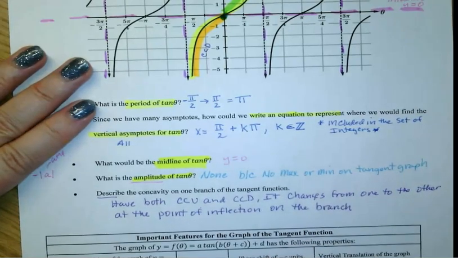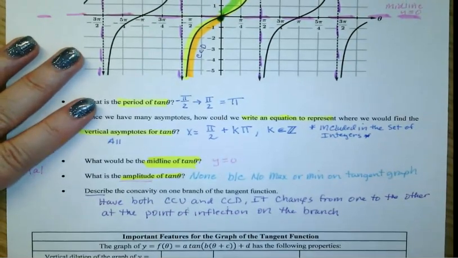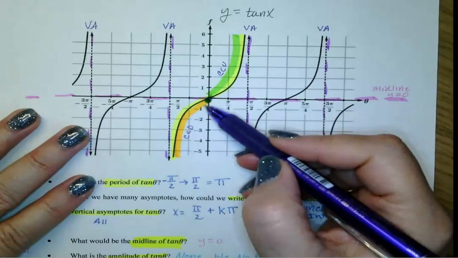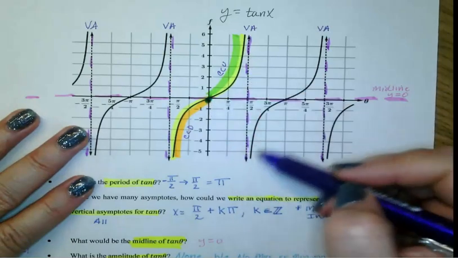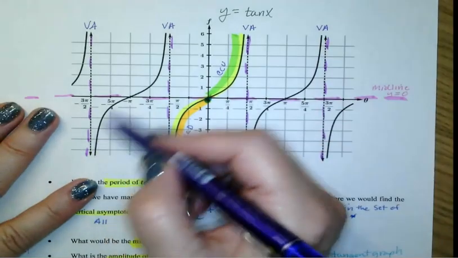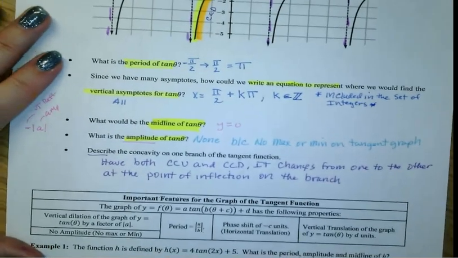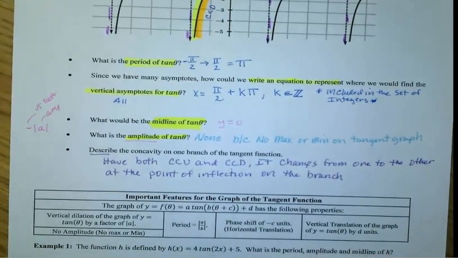And remember, there's an infinite number of branches, but this behavior is going to be consistent from branch to branch. Concave down, inflection point, concave up. So that pattern is repetitive for each branch of the tangent function.